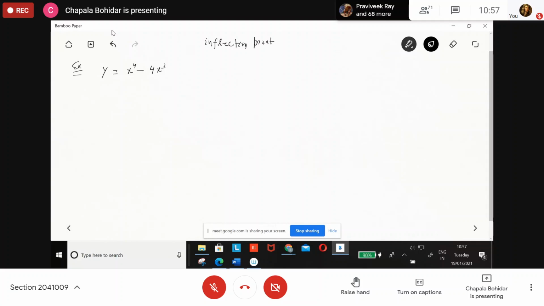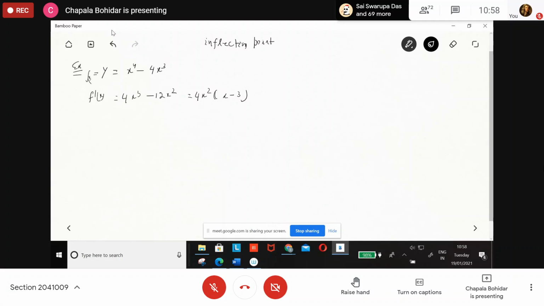So to test the concavity, we have to find out the double derivative and put it equal to 0, then find out the value of x. Here it is given x^4 minus 4x^3, which I can write as f(x). So f'(x) is equal to 4x^3 minus 12x^2, that is 4x^2 times (x minus 3). Here the critical points are 0 and 3.